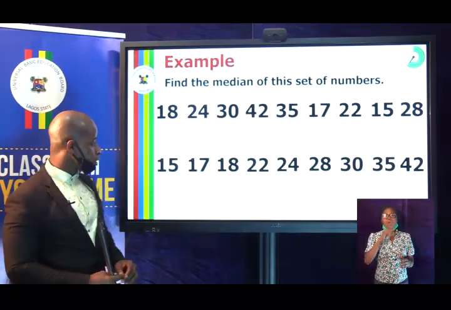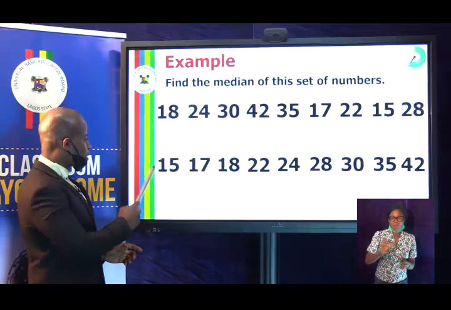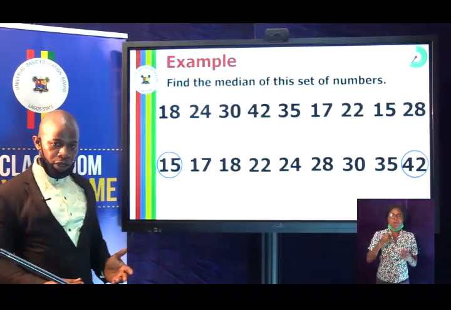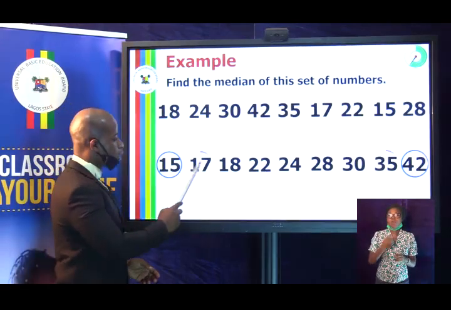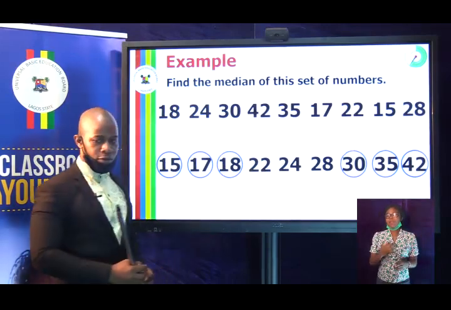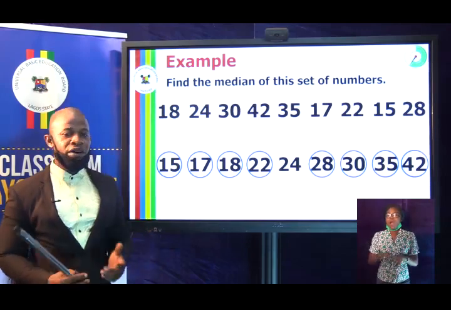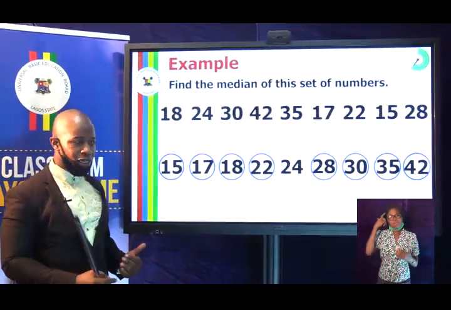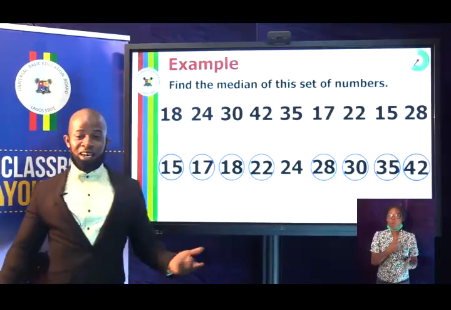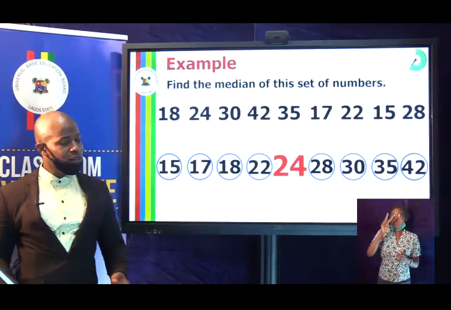Now the next thing that I'm going to do is start ticking or circling off numbers from each end. I circle one from this end and one from that end simultaneously so that I don't make mistakes. And I circle one from this end again and one from that end. And another one from this end and another one from that end. Then one from this end and one from that end. I do this so that it will be very easy for me to single out the median. Now I have 4 lanes on this side and 4 lanes on that side. What do you think we have in the middle? 24. So the median is 24.